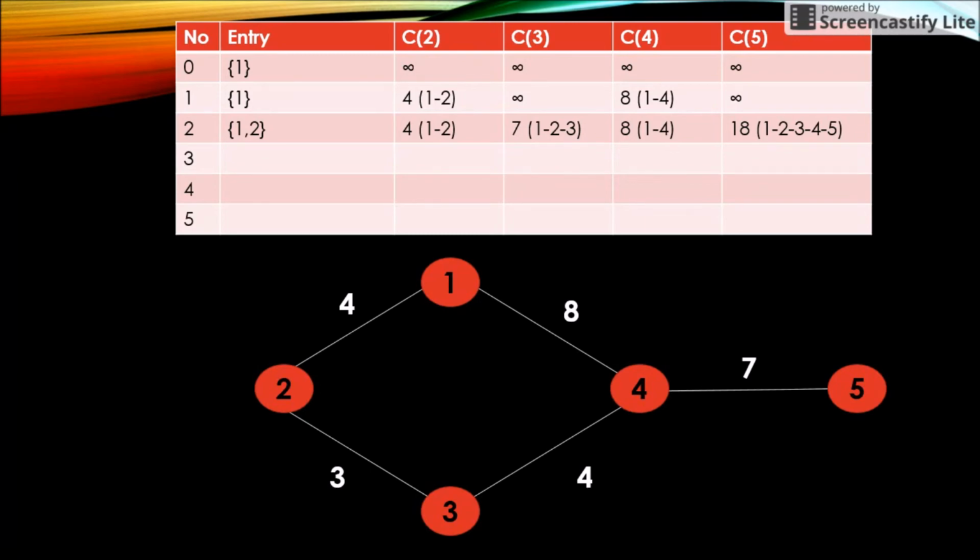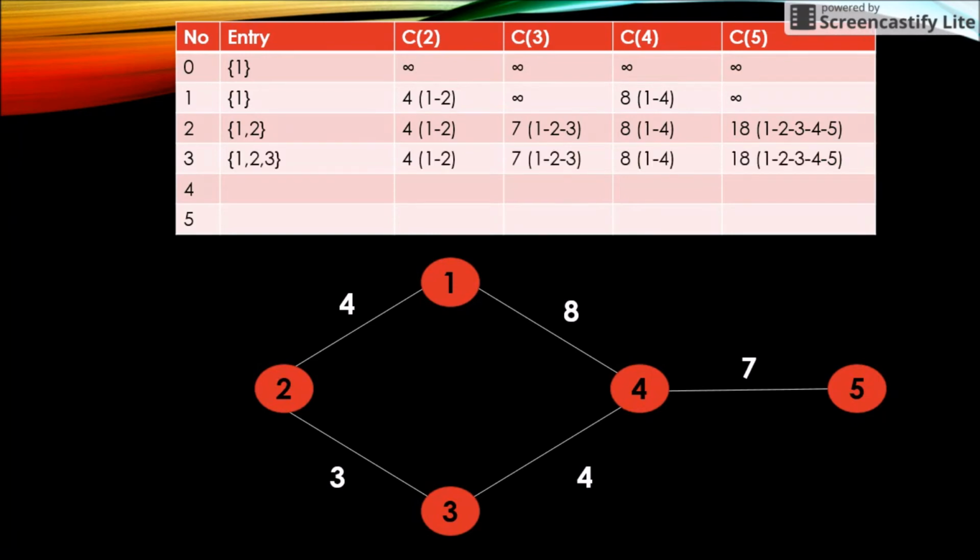The first path is available right now, that is 1 to 2, 3, 4 and 5. Here, as we can see, the value accounts to 4 plus 3 plus 4 plus 7, that is a value of 18 units. The path is 1, 2, 3, 4, 5 as mentioned in the table.